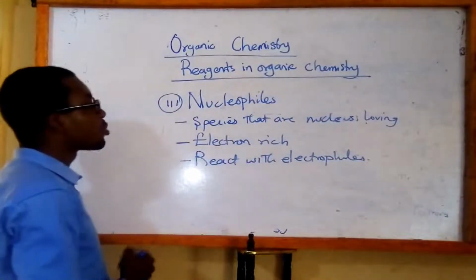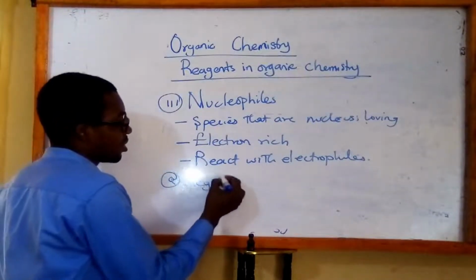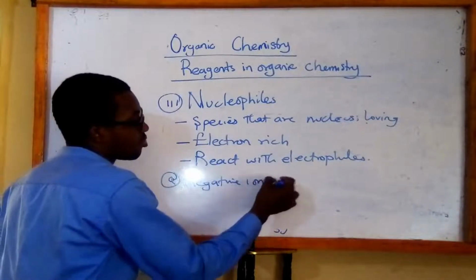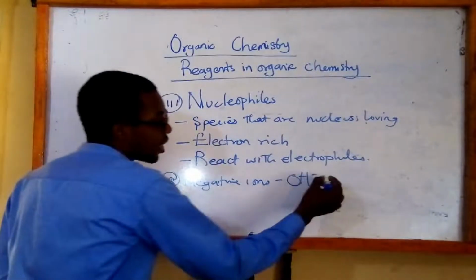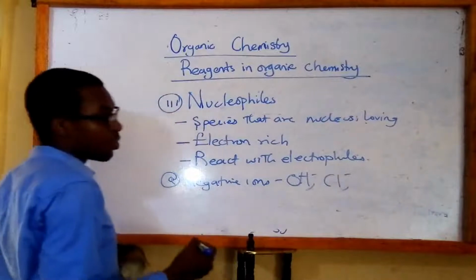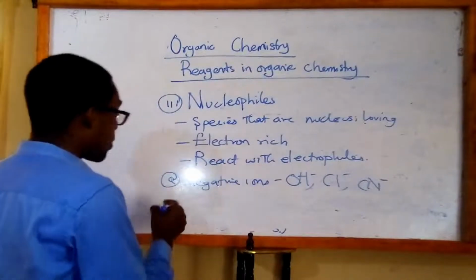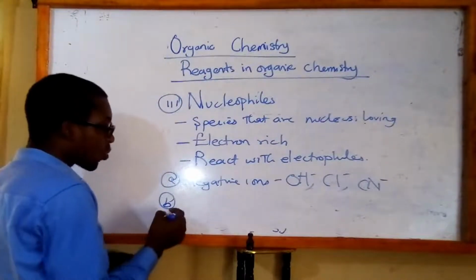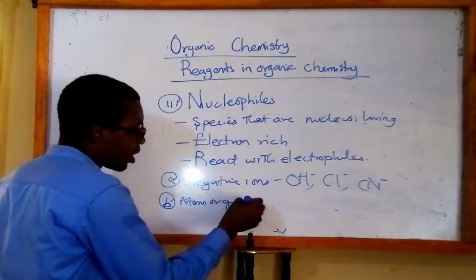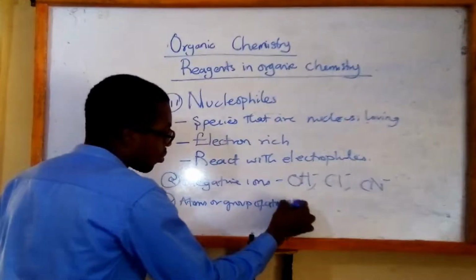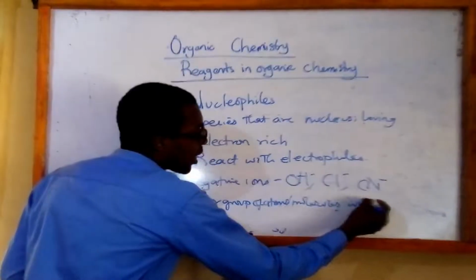Now let's look at examples of nucleophiles. The first thing is that nucleophiles are negative ions. Let's give examples. We have the hydroxide ion, that's an anion. We also have the chloride anion. We also have the cyanide anion. These are all nucleophiles. Now the second example of nucleophiles are atoms or groups of atoms with lone pairs of electrons. Atoms or molecules with lone pairs of electrons.